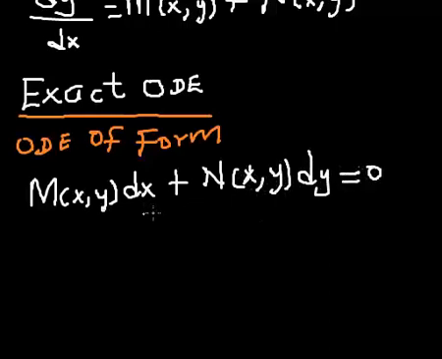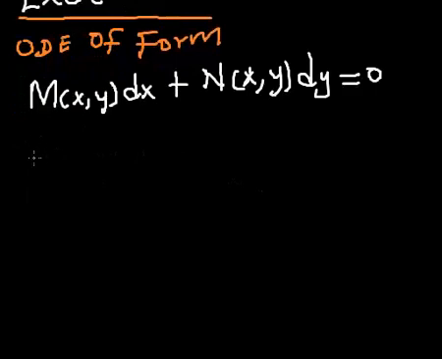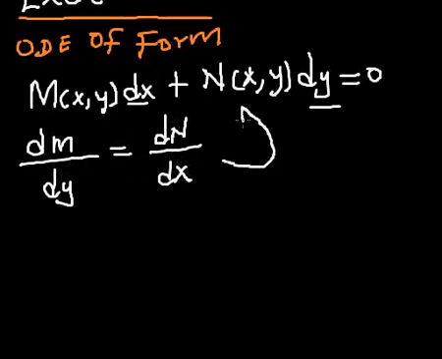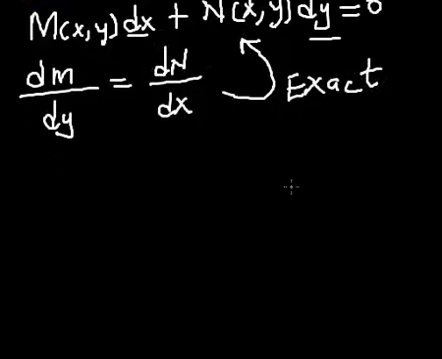Now such an ODE is said to be exact only if, when I find the derivative of m with respect to y, where m is the function attached to the dx, and n is the function attached to the dy, and also the derivative of n with respect to x, they are equal. If the partial of m over the partial of y equals the partial of n over the partial of x, then I can simply say that this ODE is an exact ODE. And after testing the exactness of an ODE, we can solve it using a very simple formula.